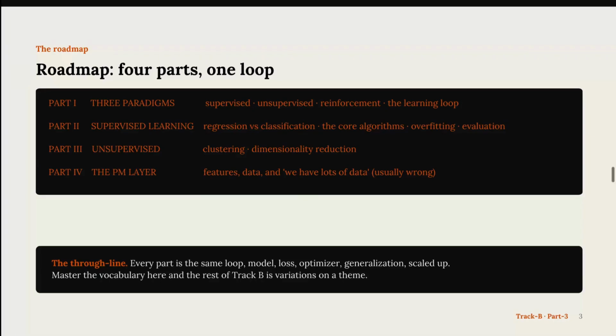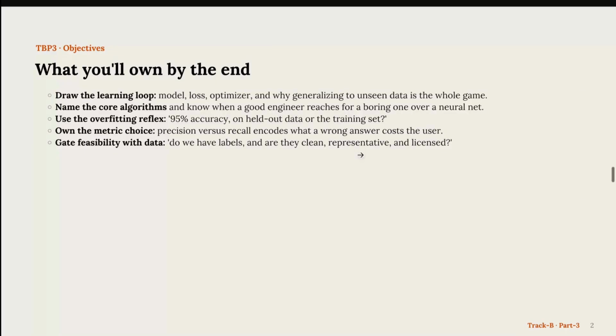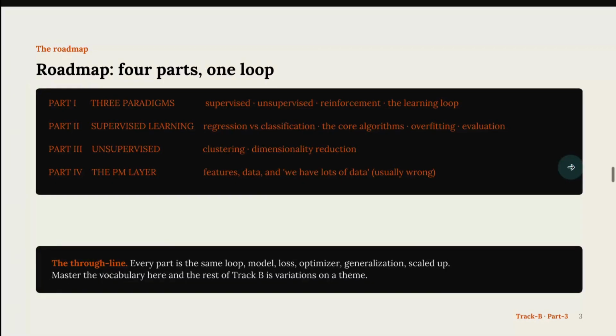From the product perspective, we are going to look at how features and data decide what kind of algorithm we will use. And when somebody says we have lots of data, they are usually wrong. We need to ask these three core questions. Are they clean? Are they representative of the actual problem that we are trying to solve? And is the data licensed for a model to be trained on? So that's what we are going to look at today.